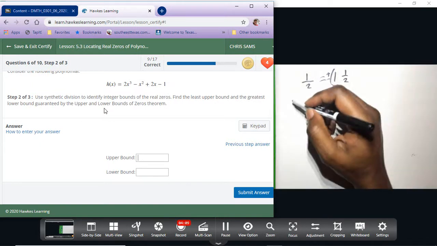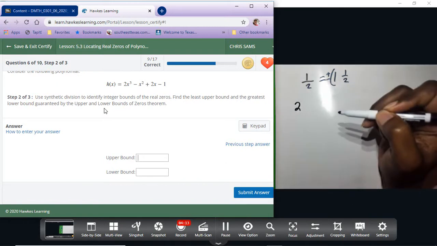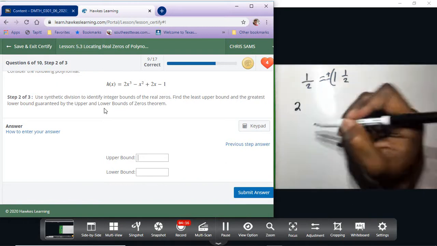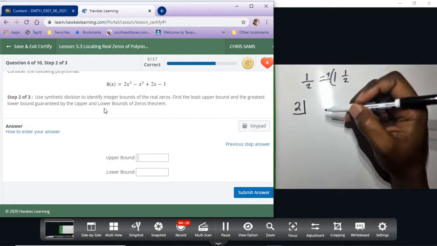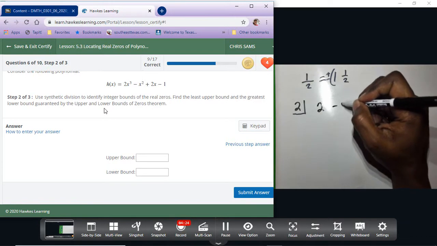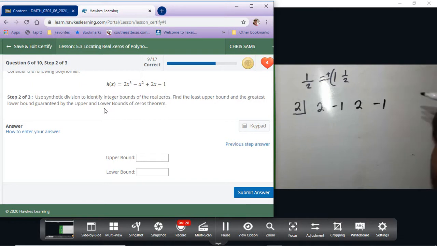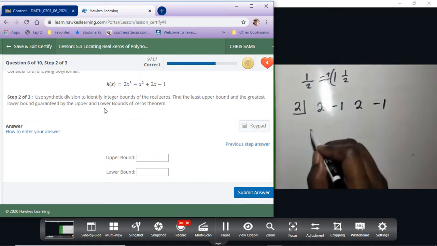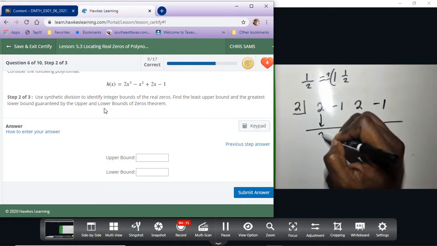And when we do synthetic division, what we're looking for is all positives. If I see a negative, then this is not going to work. Alright, so I'm going to use 2 to see if this is going to be my least upper bound. 2, negative 1, 2, negative 1. That would be my numbers, pulling out my coefficients.